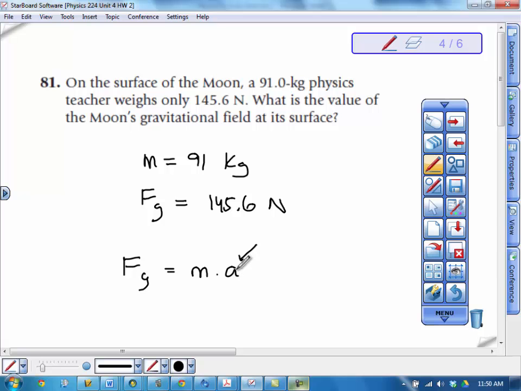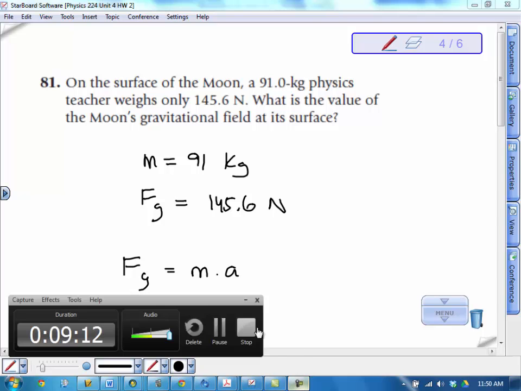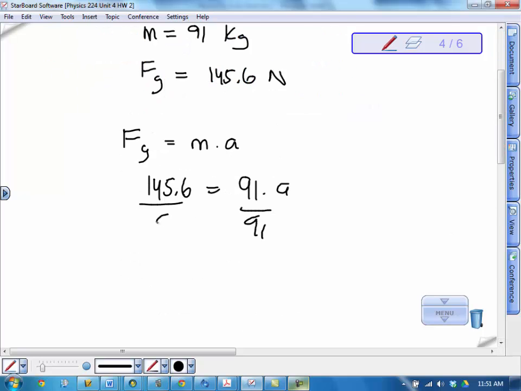So that acceleration there would be the same as we would get if we did this for the mass of the moon. These should be the same value. Let's do it this way. We get 145.6 equals 91 times acceleration. Divide both sides by 91. We get acceleration equals 1.6. And you can do meters per second squared, but since we're talking about field strength, the same units would be newtons per kilogram. Okay? And that's exactly what we have here. This is newtons per kilogram.